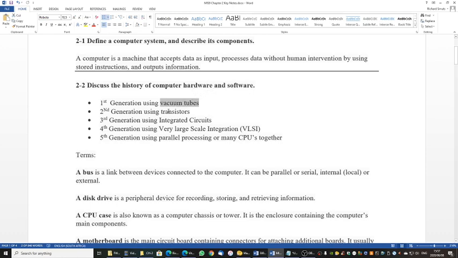The second generation of computers used transistors. They were a bit smaller, but the early generation that used vacuum tubes could fill a room or several rooms just for something the power of a PC. Transistors, they managed to make them a lot smaller. Then we have our third generation using integrated circuits. Integrated circuits is many transistors packaged into a single package.